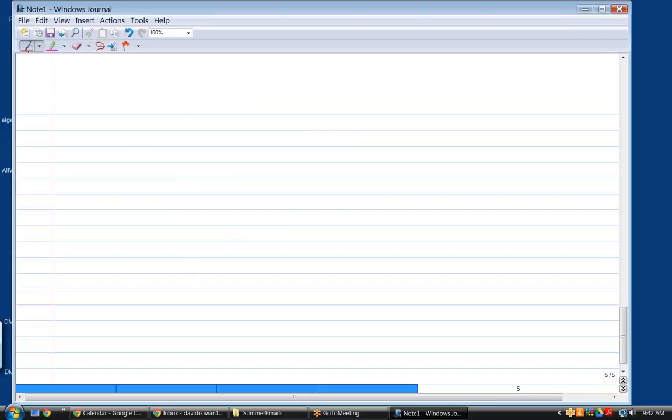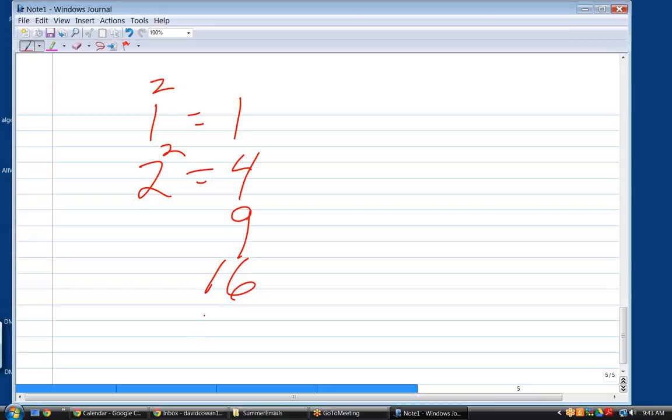One of the really important things when we're working with roots and powers is that you know your perfect square numbers up to maybe 10, and that you know your perfect cube numbers up to a smaller amount. So, what's 1 squared? 1. 2 squared? 4. What's the next one? 9. Next one? 16. Next one? 25. Next one? 36.